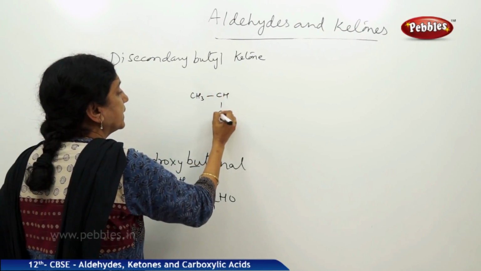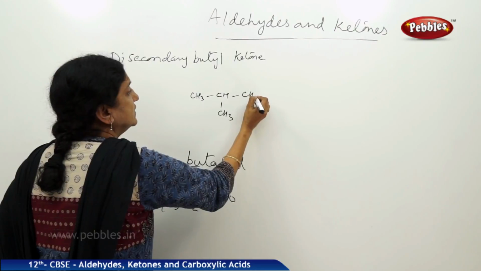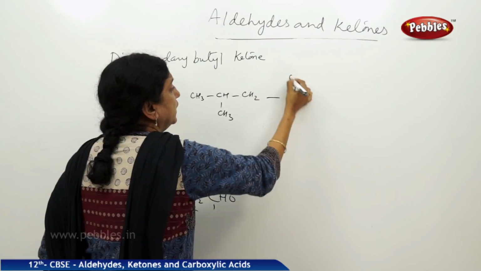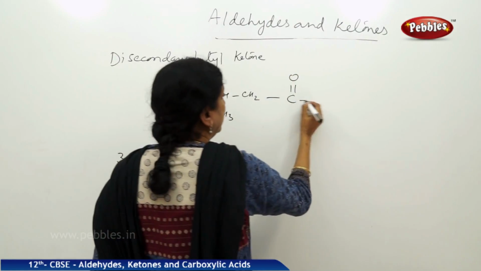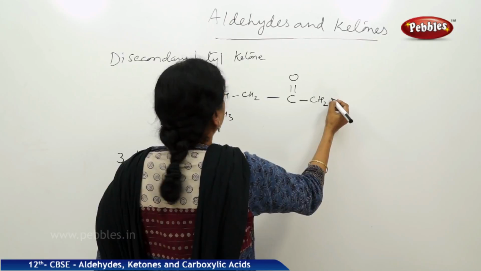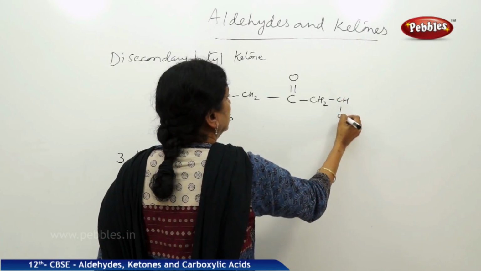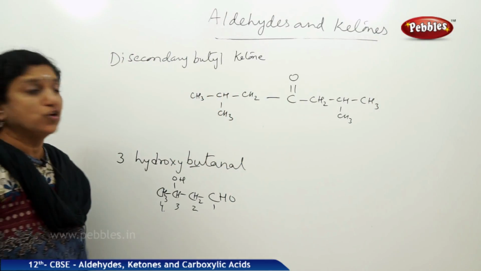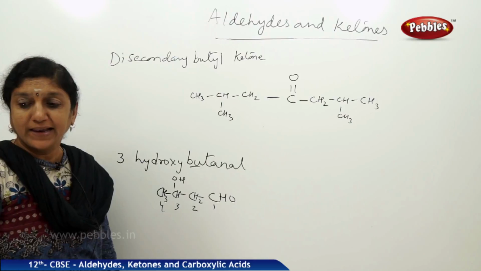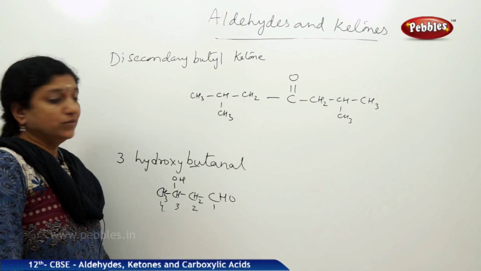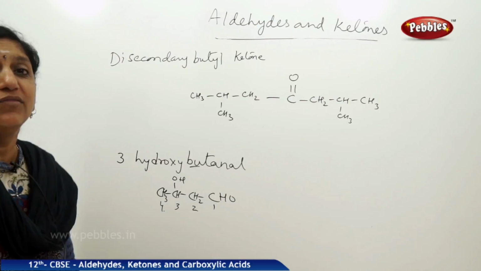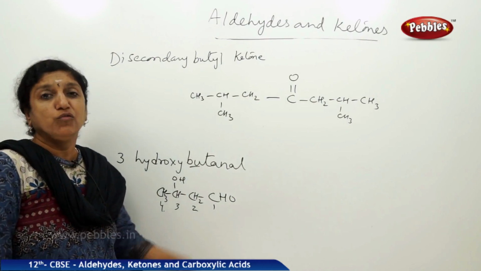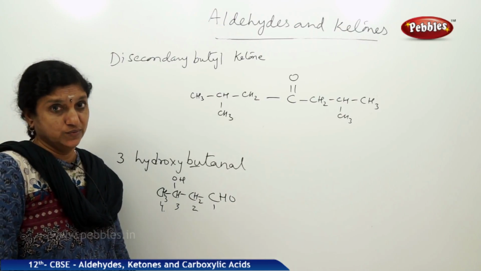CH3. This is the secondary butyl group, right. So this is one, and the carbonyl group C double bond O, and on the other side you have a similar group, that is the secondary butyl group, CH3. So this would be the structure of disecondary butyl ketone, right. So this is how we apply the rules that we have learnt for writing the common names and the IUPAC names for the various aldehydes and ketones, right.